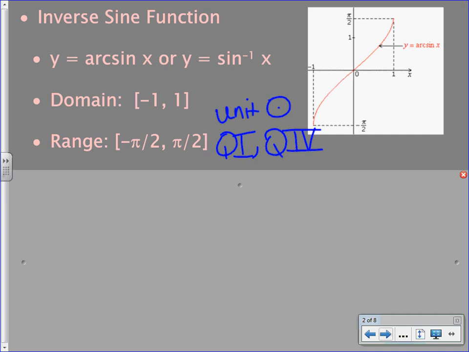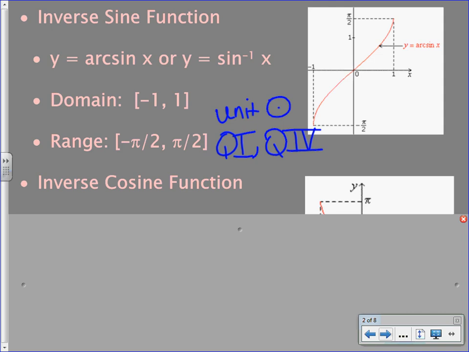Now, since this is negative pi over 2 to pi over 2, your angles from quadrant 4 will actually be negative angles. So instead of 11 pi over 6, we would say negative pi over 6. Instead of 7 pi over 4, we'd say negative pi over 4. It makes it easier, actually, getting to describe them that way. Okay? But your answers, your outputs, your range is negative pi over 2 to pi over 2. All right. We're going to talk about each one, and then we'll do examples.